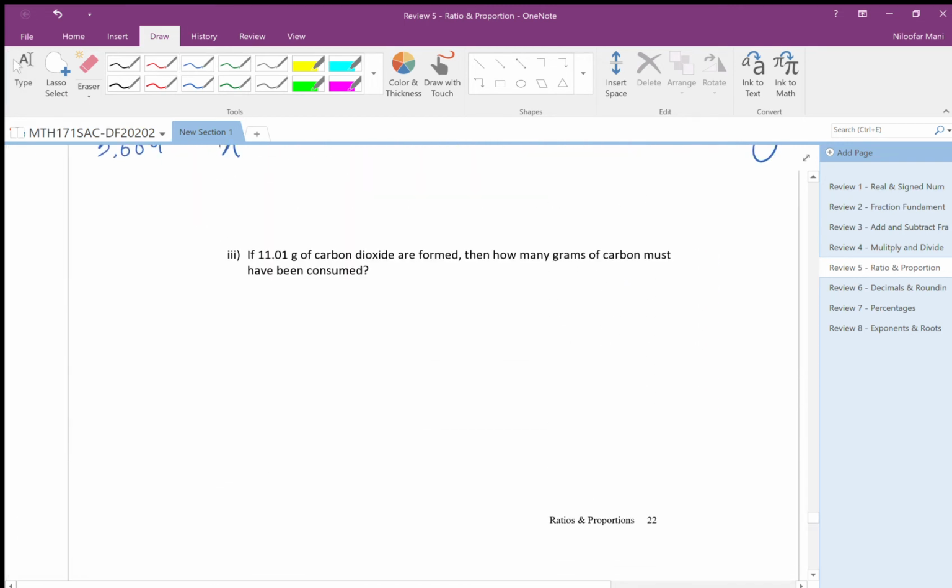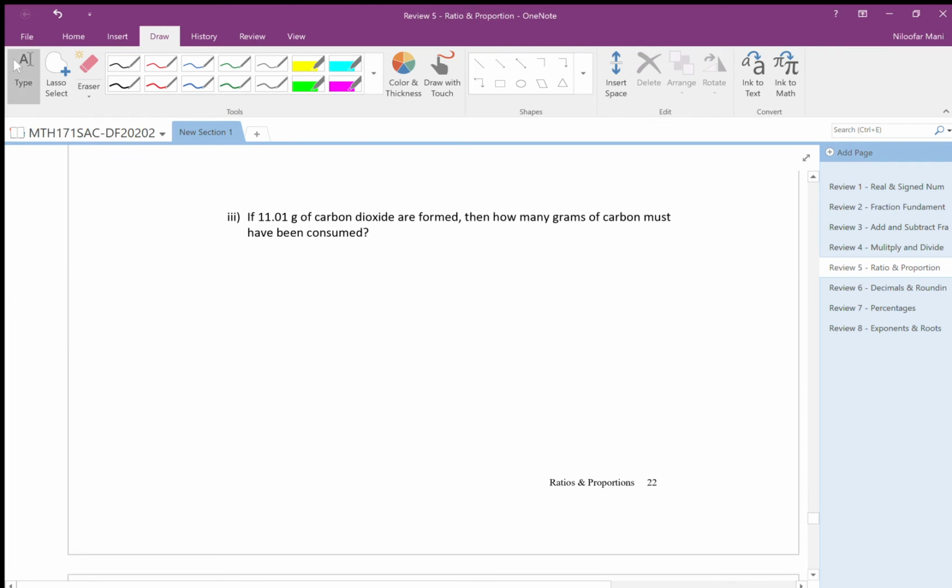How about this? 11 gram of carbon dioxide are formed. How many gram of carbon are consumed? So 1 gram of C gives 3.664 gram CO2. Yes?